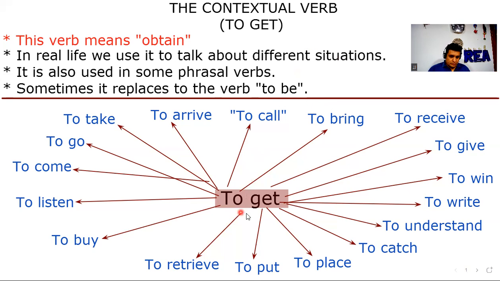So I have 18 verbs that can be replaced by get. So: to call, to bring, to receive, to give, to win, to write, to understand, to catch, to place, to put, to retrieve, to buy, to listen, to come, to go, to take, to arrive.